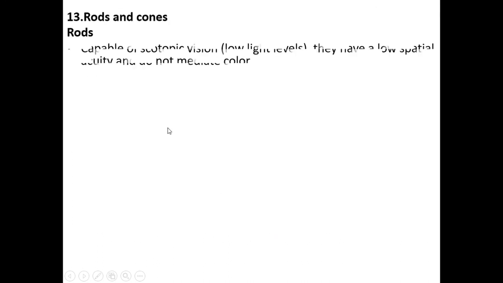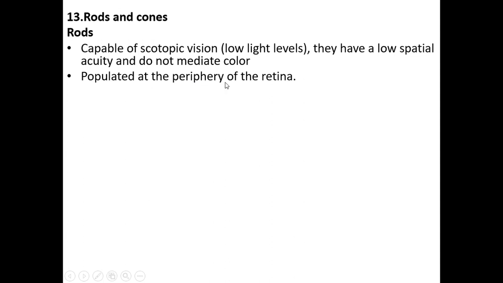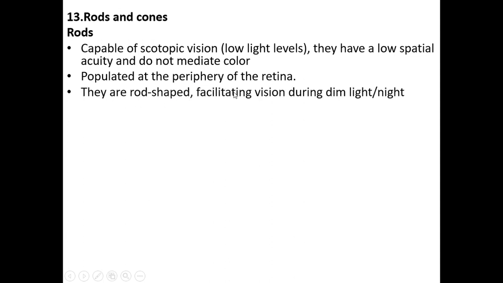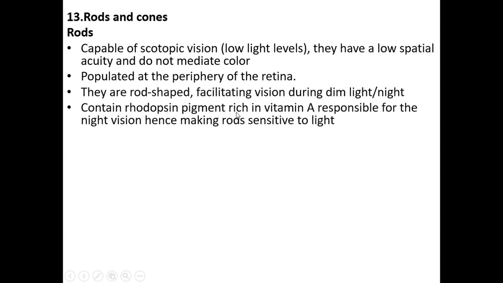Rods and cones. Rods are capable of scotopic vision, that is low light levels; they have a low acuity and do not mediate color. Populated at the periphery of the retina, they are rod-shaped, facilitating vision during dim light, that is in the night. They contain rhodopsin pigment, which is derived from vitamin A, responsible for the night vision, hence making rods sensitive to light.